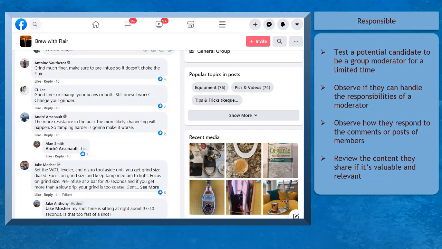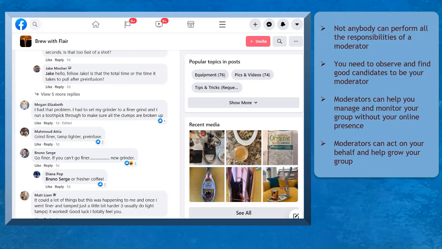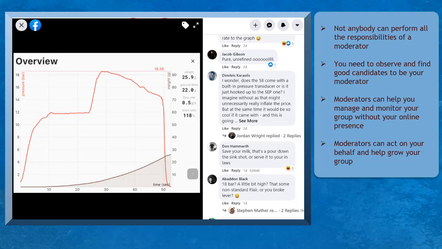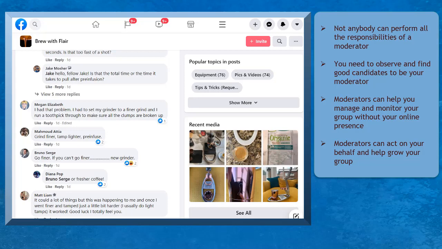Observe how they respond to other members' comments and inquiries in your group's inbox. And if you require them to post content, give a quick review if they share valuable content that you expect them to share inside your group. Not anybody can comply with the responsibilities of a Facebook group moderator. So it is important to have a list of criteria that you require a good candidate as your moderator. When you find good moderators that you can rely on, your Facebook group will continue to grow and you will have a peaceful and organized community.